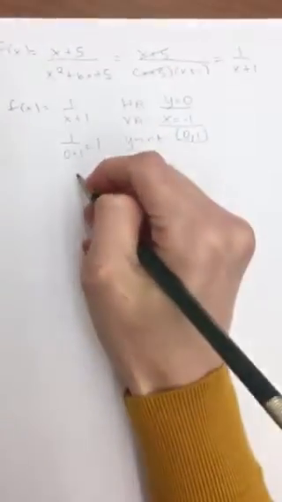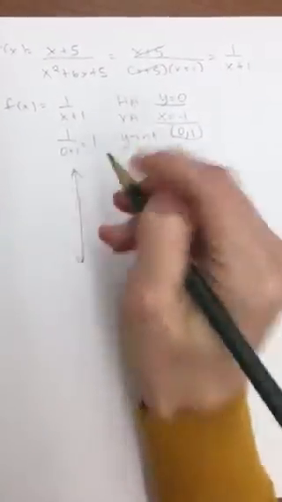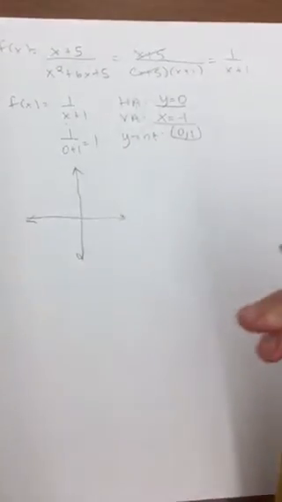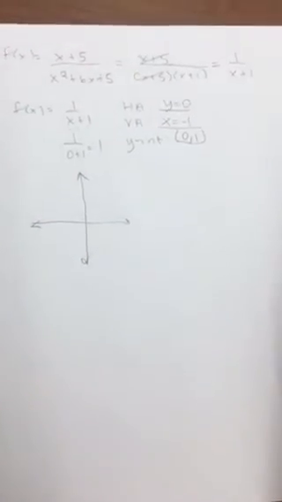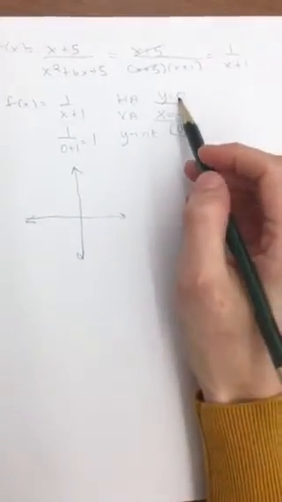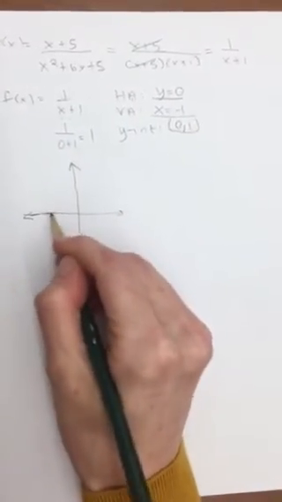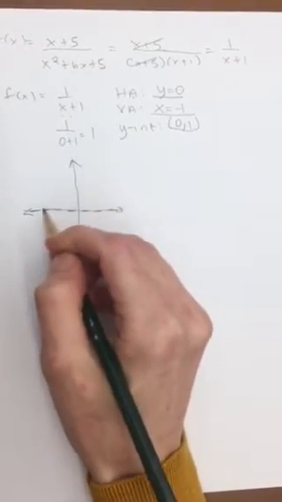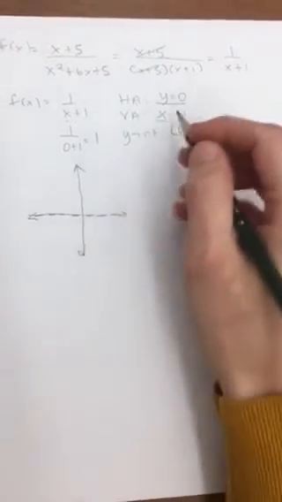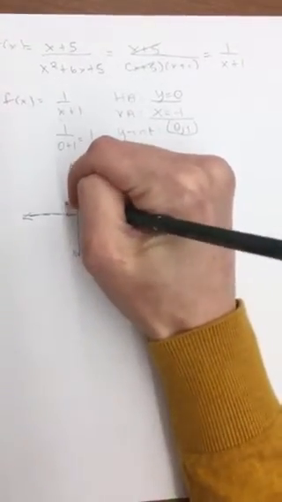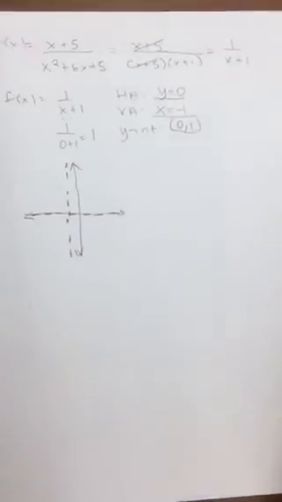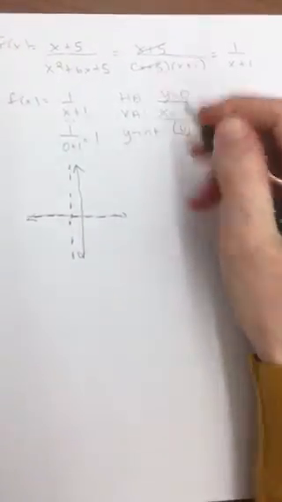Now I can go and sketch a graph. This is not perfect. It's really just an image of what I would expect to see if I were to put this function into a graphing calculator. So I have a horizontal asymptote at 0. That means my function is going to trend towards this line. I have a vertical asymptote at -1. And then I have a y-intercept at (0, 1).